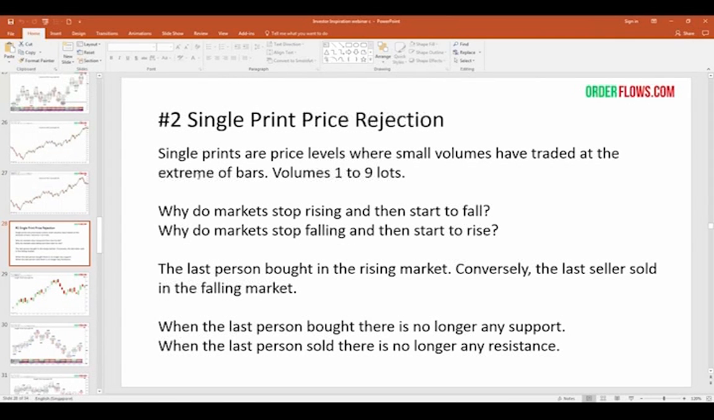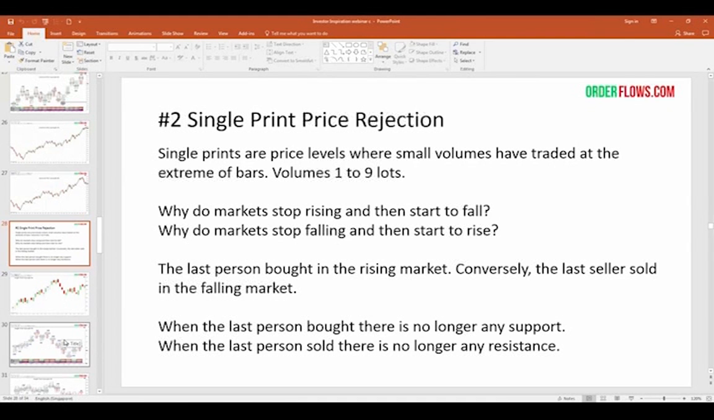So, why do markets stop rising and then start to fall? Well, it's because the last person bought in that market that was going up. And when the last person bought, there's no longer any support in the market, right? If no one's buying anymore, what's going to happen to prices? Well, they're going to drop. And why do markets stop falling and then all of a sudden start to rise? Well, the last seller has sold, okay? And when the last person has sold, there's no more downward pressure. The market should rally. And what's the sign? You're going to see lesser and lesser buyers or lesser and lesser sellers.